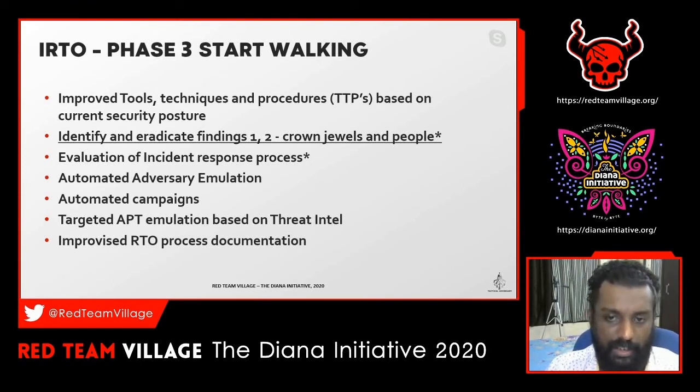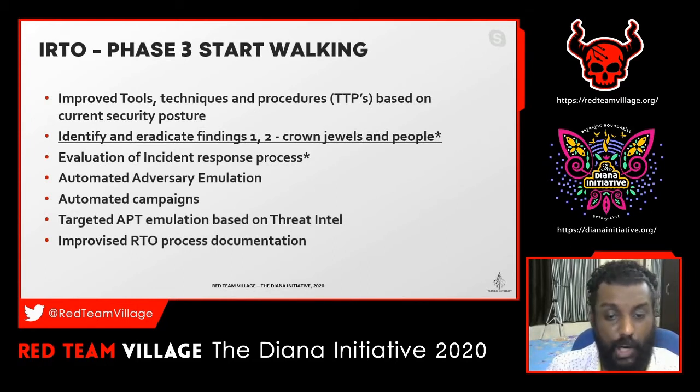Because what if we got compromised, or what if our data got breached? What is our next plan, how do we deal with this? So everything comes under this incident response process along with the roles and responsibilities. So one of the goals of the red team should be testing out the incident response management process. Okay, and also we can perform automated adversary emulation and automated campaigns.